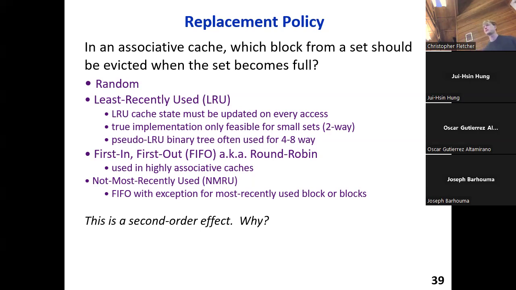The different policies, some of which you've probably heard before, are first in, first out, which is just kind of rotating through the blocks that were filled; least recently used, and you'll learn about an actual implementation of least recently used on Thursday; and random. This whole business with replacement policies is a bit second order for performance. Does anybody know why? When does a replacement policy matter?